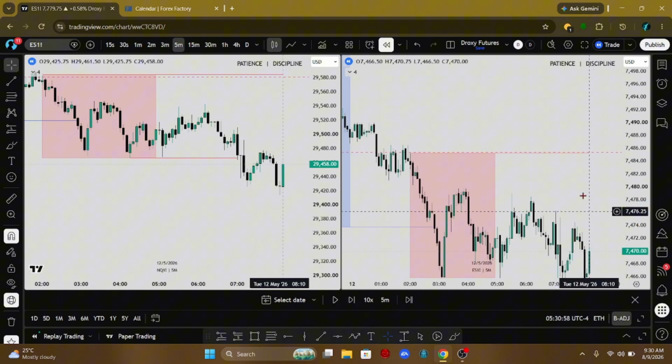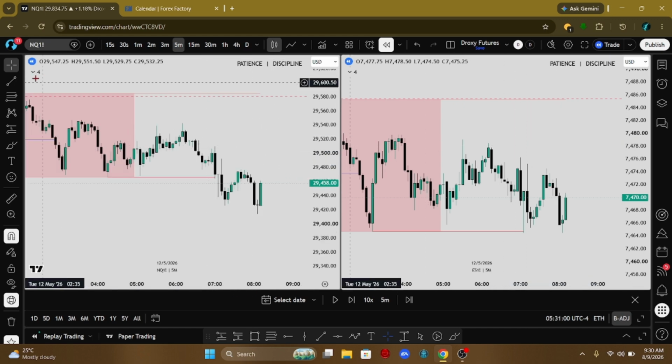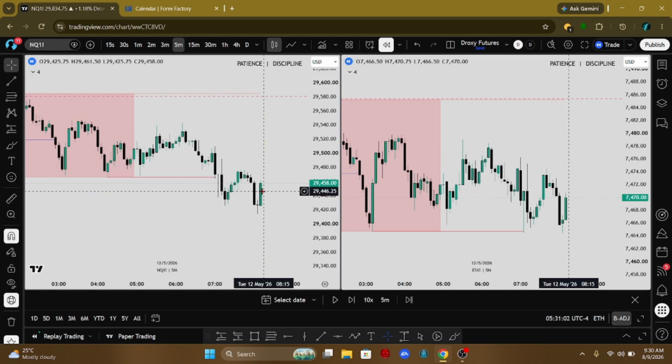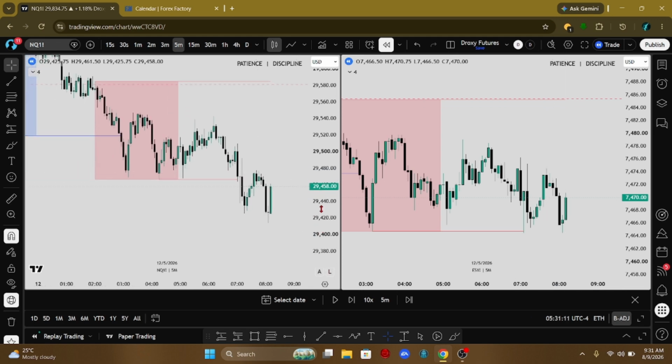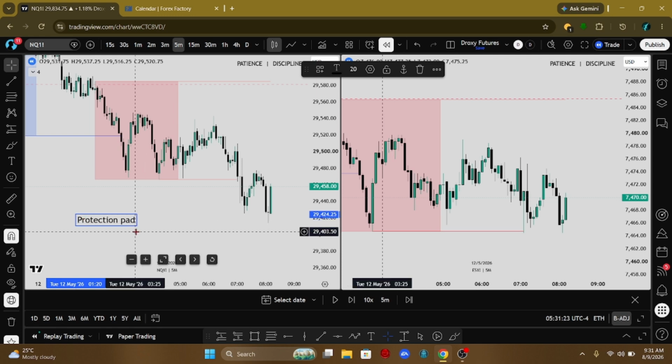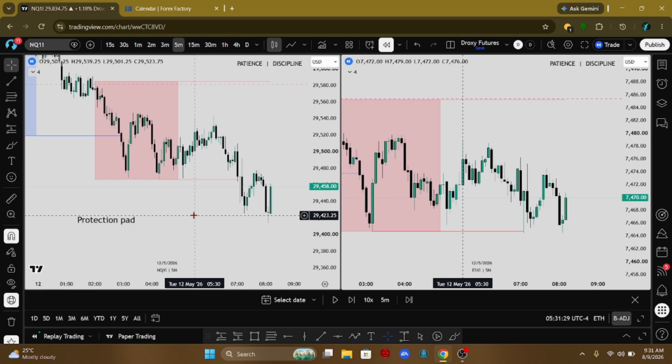To trade the data releases, the data release candles, you need to have a protection pad. This protection pad is what is actually going to protect you in a case where you are wrong, because actually we'll be hedging.